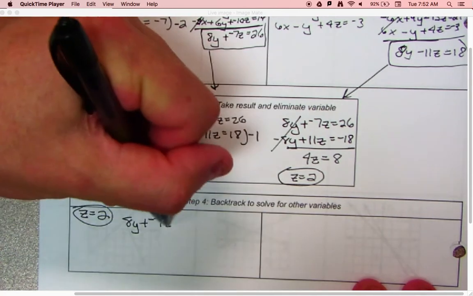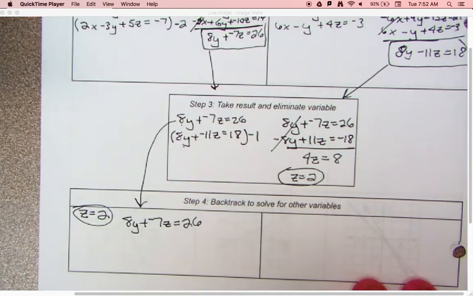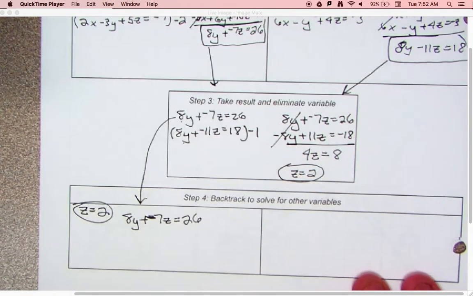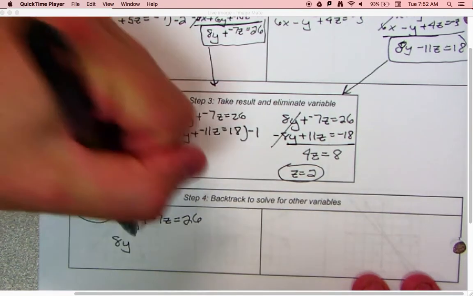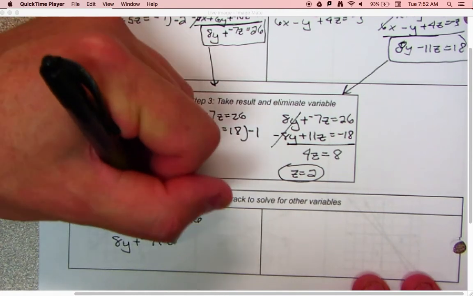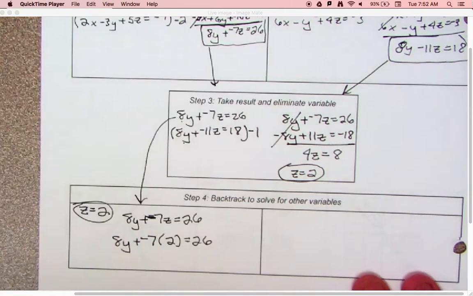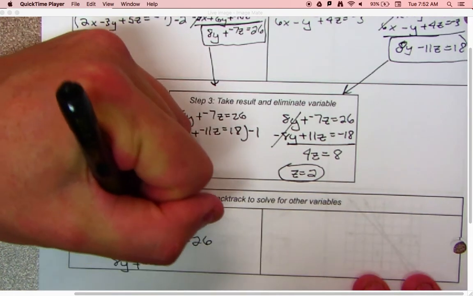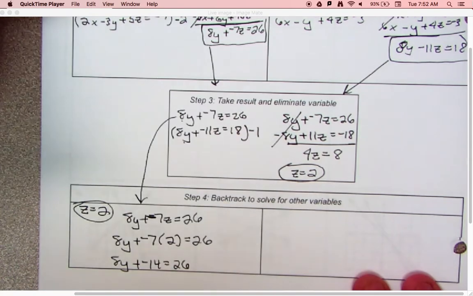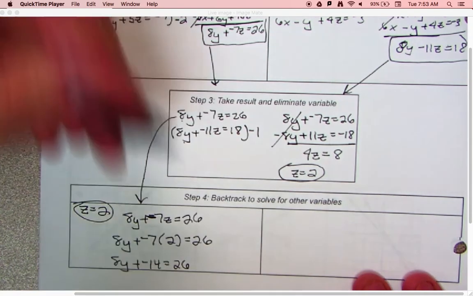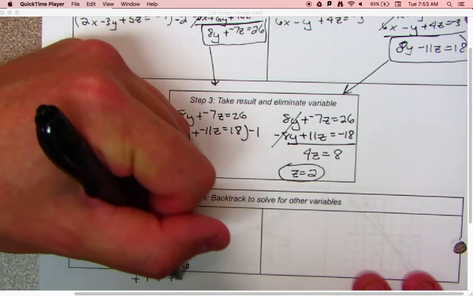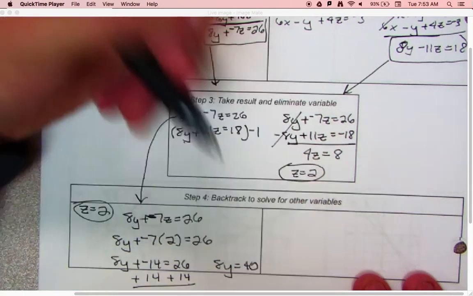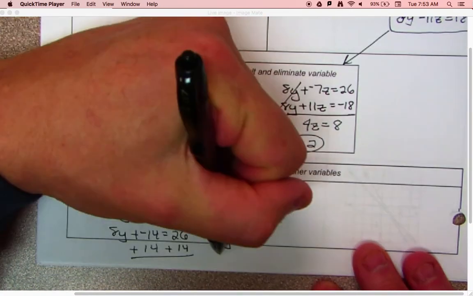So 8y plus negative 7z equals 26. I'm going to plug 2 in for z. That's a negative right there, sorry. So 8y plus negative 7 times 2 equals 26, and 8y plus negative 14 equals 26. Let's do a little math. Add 14 to both sides, and we get 8y equals 40. And divide by 8, we get y equals 5.